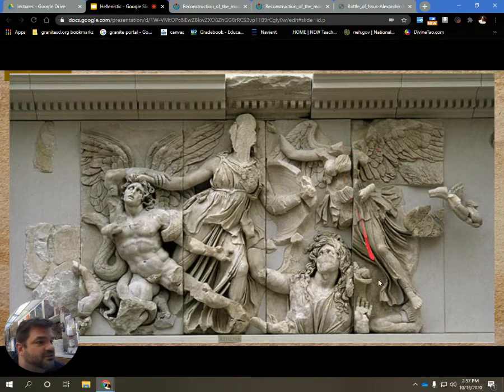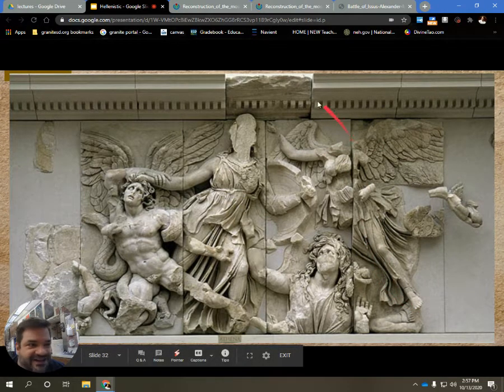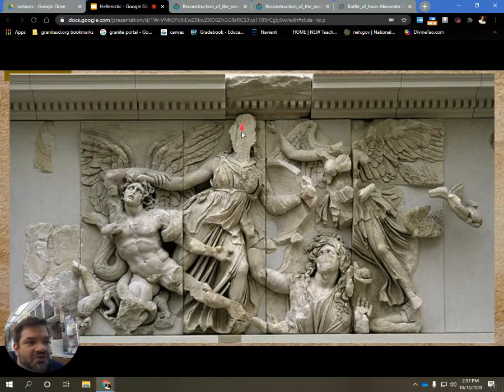This figure with wings is Nike, and she flies in and places the laurel crown on Athena's head. Okay? So that's what's happening here.